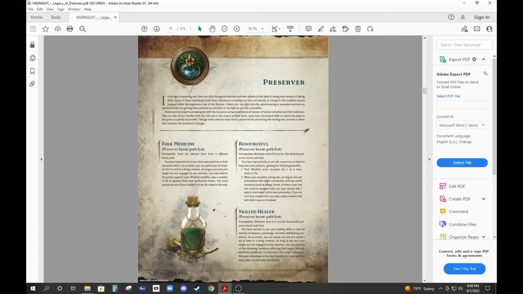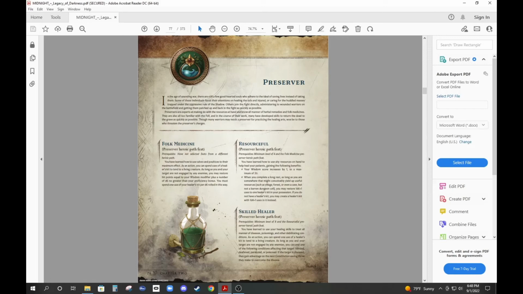Then we have the Preserver. In the age of unending war, there are still a few good-hearted souls who adhere to the ideal of saving lives instead of taking them. Some of these individuals focus their attentions on healing the sick and injured or caring for the huddled masses trapped under the oppressive rule of the Shadow.